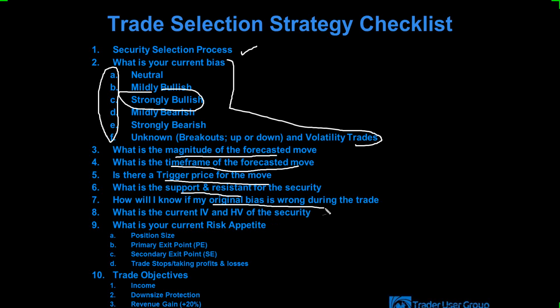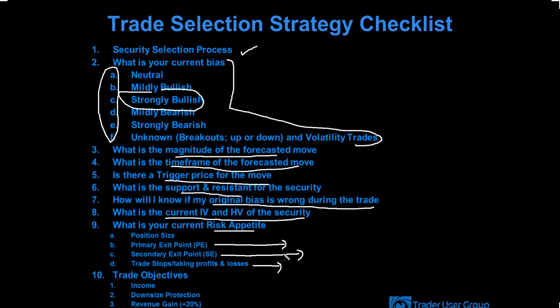How do I know if my original bias is wrong during the trade? Most people don't think about that, but you do all this before you get into the trade. What's your current implied and historical volatility? You should have all this worked out. What's your risk appetite? Meaning, I know what my primary exit point is in this trade before I get into it. I know what my secondary exit point is before I get into this trade, and I know where my stop outs are.